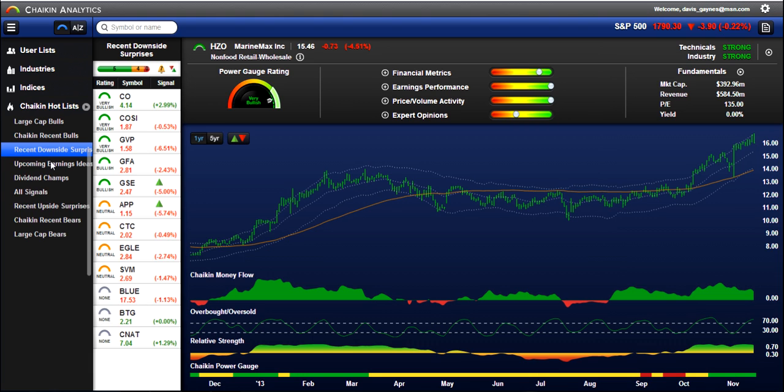Upcoming earnings ideas are stocks that have earnings coming out. That might give you an idea if you want to buy something that's very bullish. It's more likely that it'll surprise on the upside, while bearish stocks are more likely to surprise on the downside.